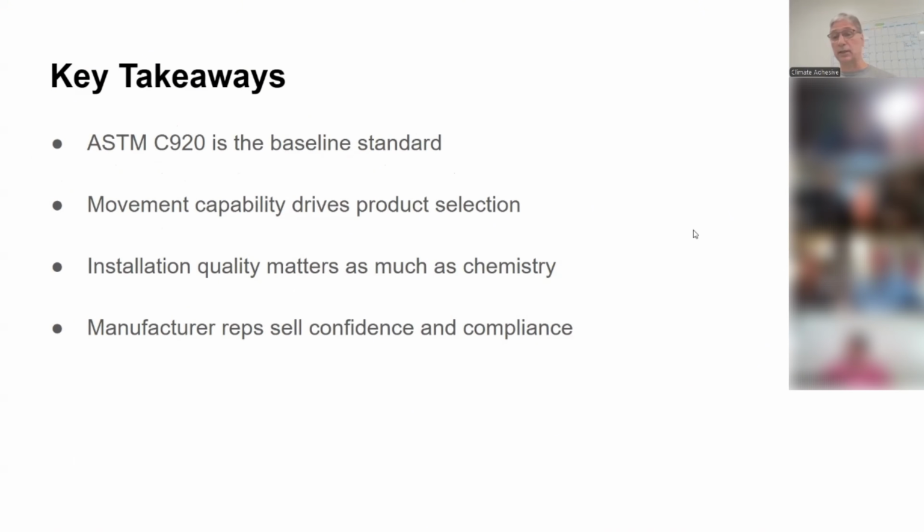Movement capability is going to be one of the things that drives product selection. So if you have a dynamic joint, then you're going to want to use a more dynamic sealant, obviously. Less dynamic, then you can go to the lower class joints where you're probably not going to spend as much money. And then installation quality matters as much as choosing the right product.